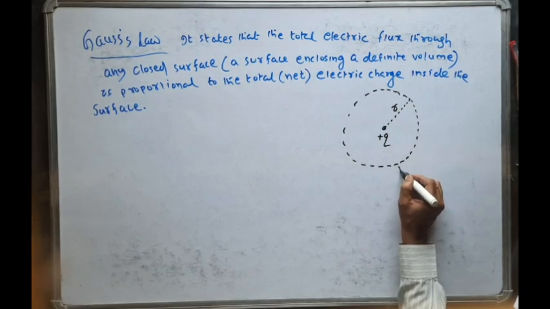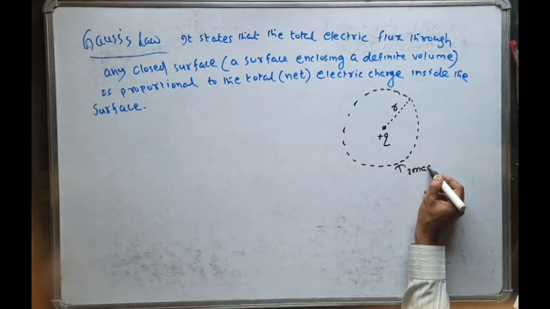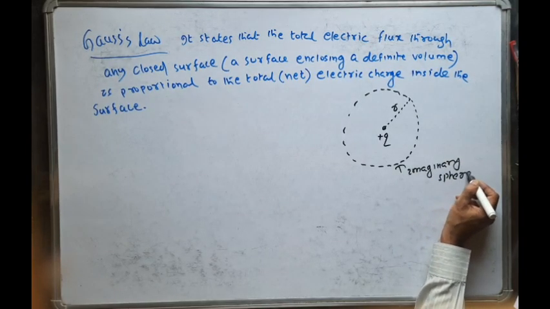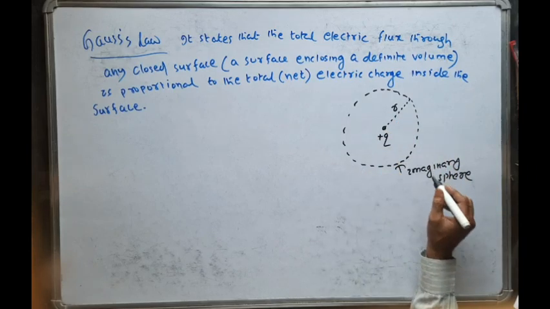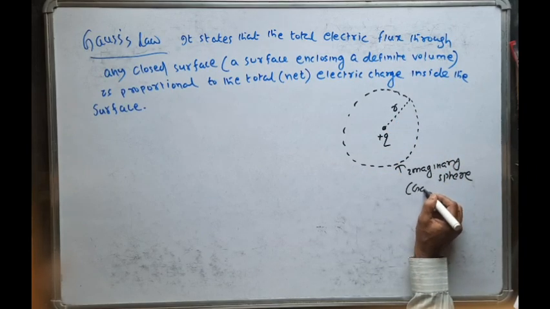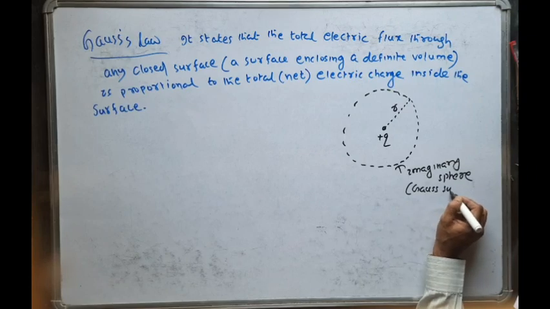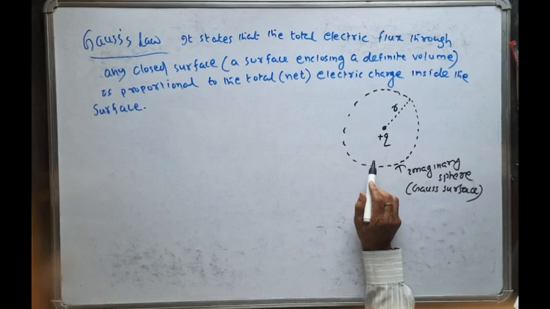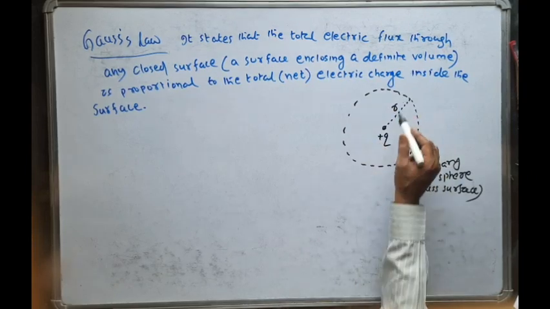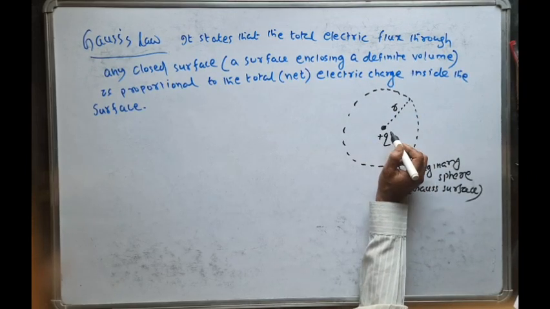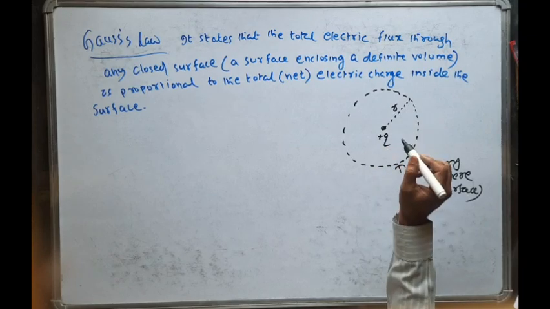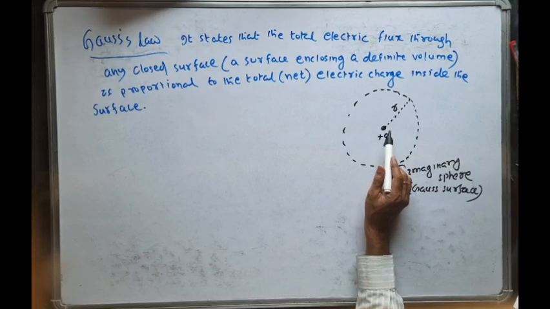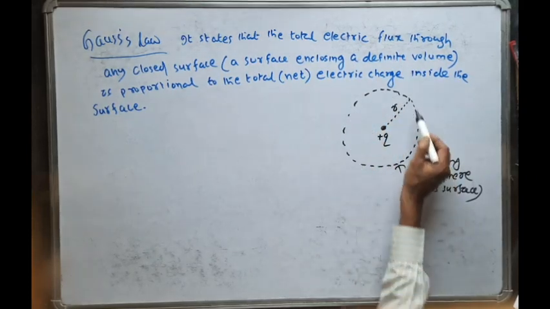So this is your which sphere? Imaginary sphere. Actually there is no sphere, so we are taking an imaginary sphere. This imaginary sphere is called Gauss surface. Why is it called Gauss surface? Because we are applying the Gauss law to this imaginary surface. So this charge is at the center, and I am taking radius r. Now we will find the electric flux through this closed surface.